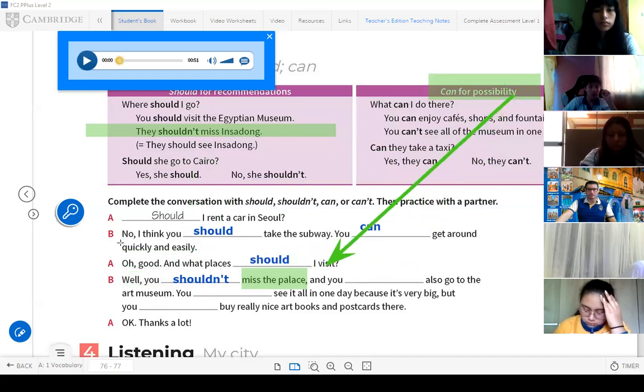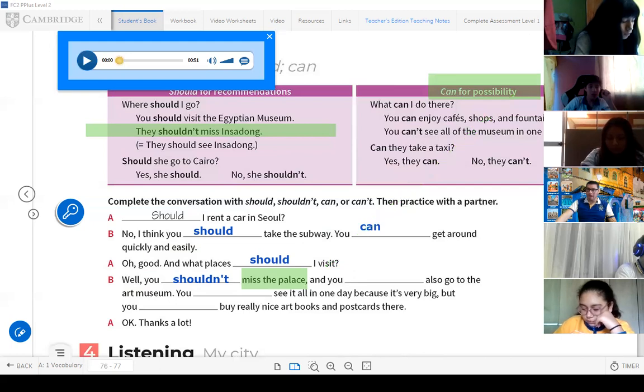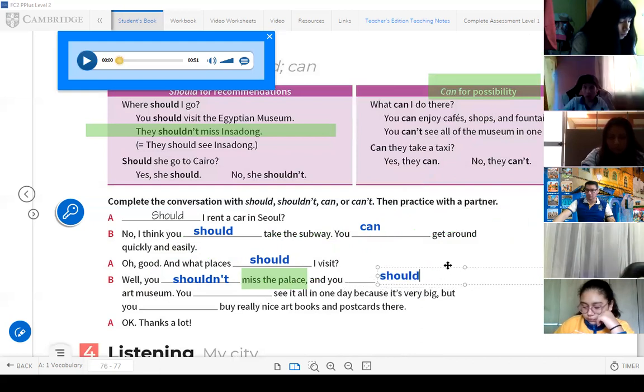What else? And you... What do you think? ¿Qué más? What do you think? ¿Qué tendríamos que mencionar aquí? And you also go to the art museum. Si estamos hablando de recommendation, pues también tendría que seguir con la recommendation, ¿verdad? Deberíamos seguir realizando las recomendaciones. And you should, ¿no? And you should also go to the art museum. ¿Ok? What else?